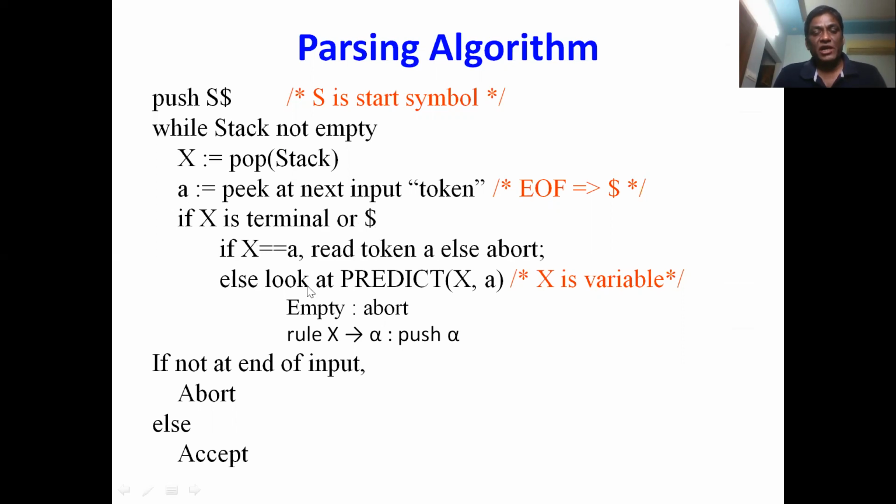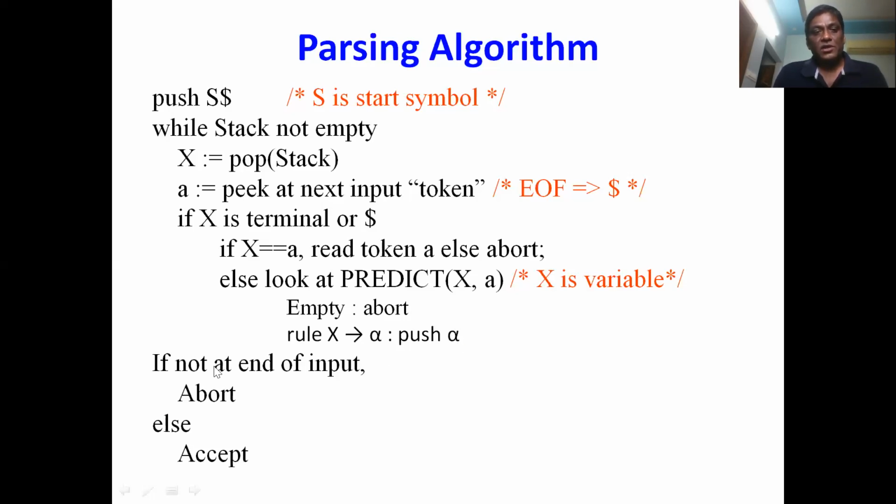Otherwise, if it is not a terminal, then look into the predict of x comma a. This means look into the corresponding parser table, predict parser table, with this combination of variable and that input token. Okay, x comma a combination. If that row column combination is empty, then abort, which means that there is a syntax error. Otherwise, if it contains a rule, that is production, in the form x implies alpha, then push alpha into the stack. That is, RHS will be pushed into the stack.